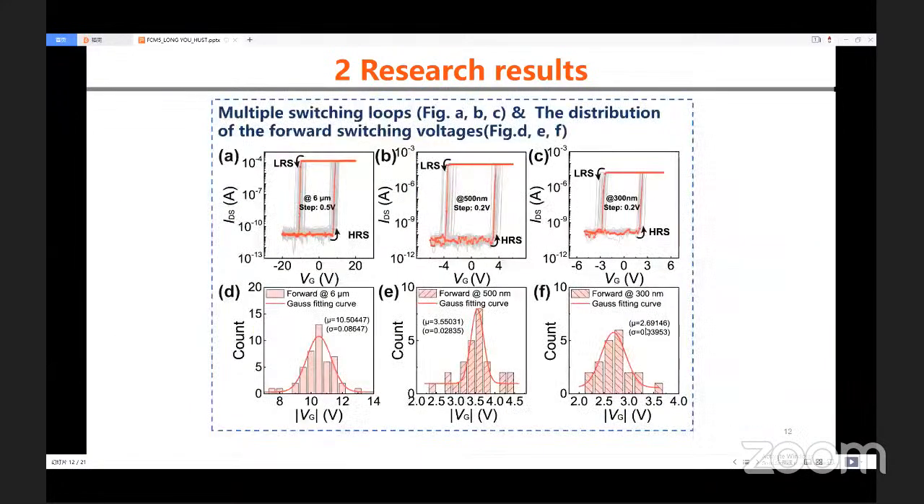In order to confirm the stability of operating voltages of our device, we have carried out cyclic tests of switching loops and conducted statistical analysis. Specifically, the forward switching voltages are extracted from the loops, and we record the counts of different voltages. We find that the distribution of the forward switching voltages follows a Gaussian distribution, and these results confirm the stability of operating voltage.